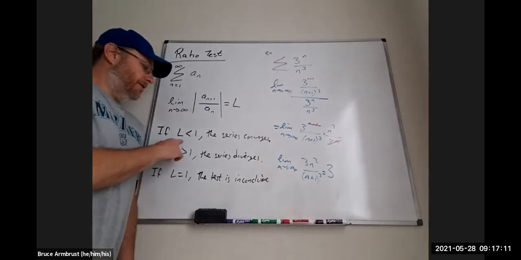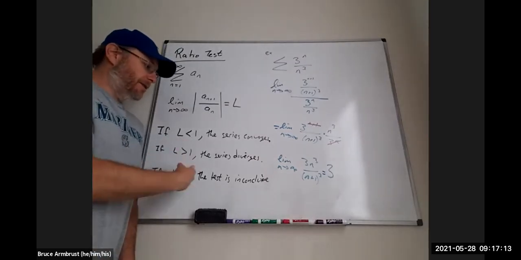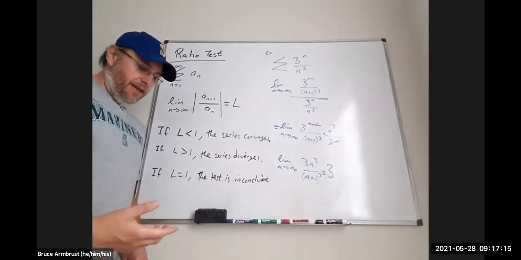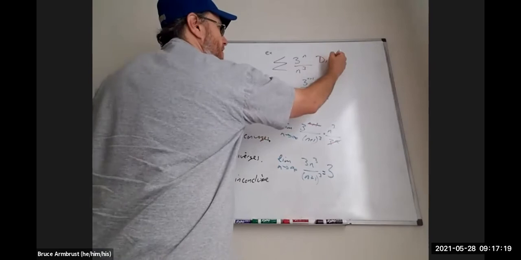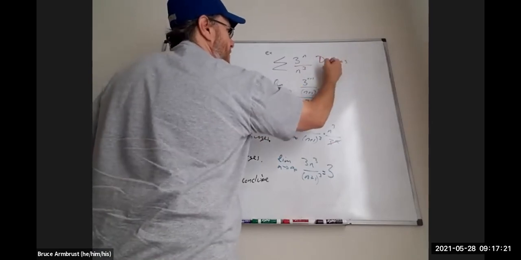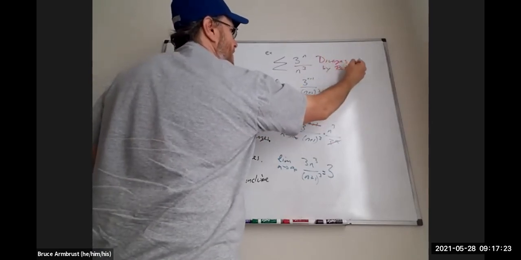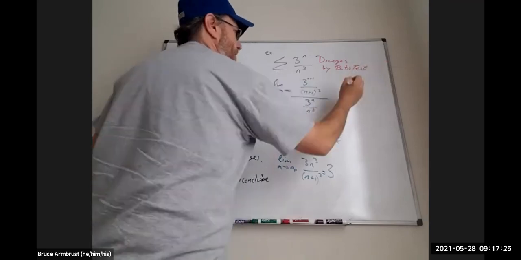So we go, well, 3 is not less than 1, it is greater than 1. Therefore, the series diverges. So we know for sure this one diverges, and I'm going to put here by the ratio test, because that's the test that we just used to show it.